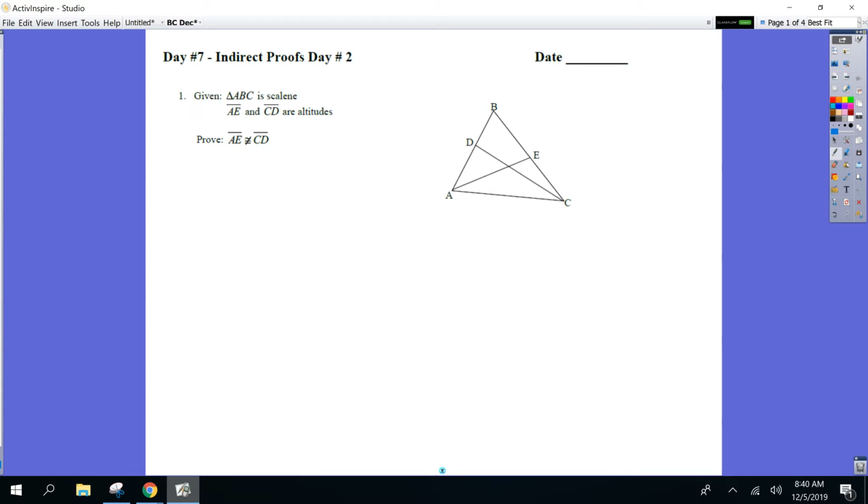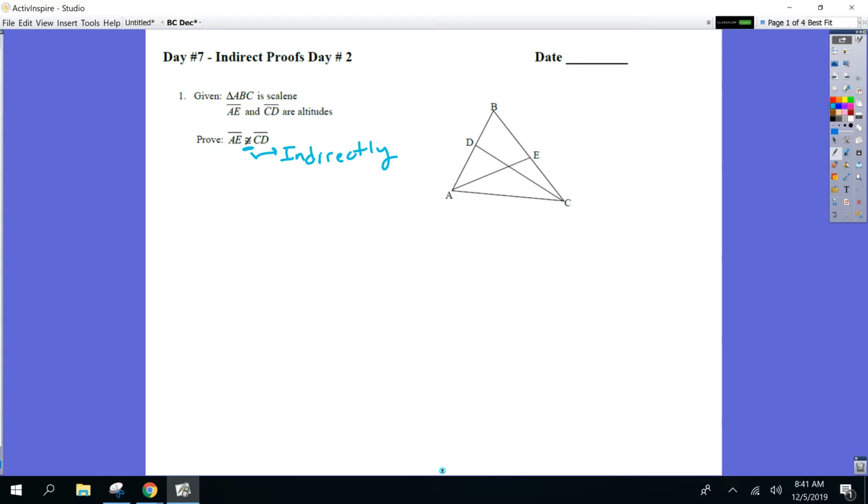Right off the bat, how do I know I have to do this one indirectly, other than it says indirect proofs day 2 at the top of your page? How do I know I'm on a test? I'm on the midterm in January. I'm on the Regents in June. How am I going to know a proof needs to be done indirectly? Logan, go. Correct. Look at the proof statement right there. That says, hey, I better do this indirectly.